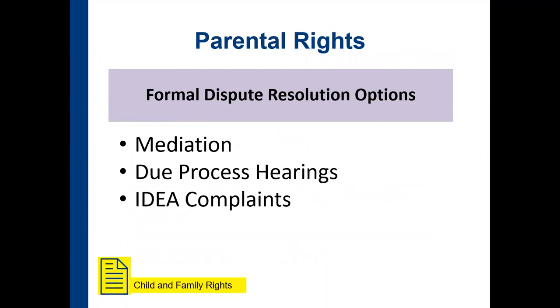There are 3 formal dispute resolution options that may be a better match to the situation and are available to families. Mediation is a voluntary process that allows 2 parties to work together to resolve a dispute. A mediator, a neutral person, helps the 2 parties to communicate and make joint decisions. Mediators do not make the decisions. Due process hearings are hearings with an administrative law judge who hears both sides and makes a binding decision. IDEA complaints are made to the department indicating that one or more of the laws have been broken.